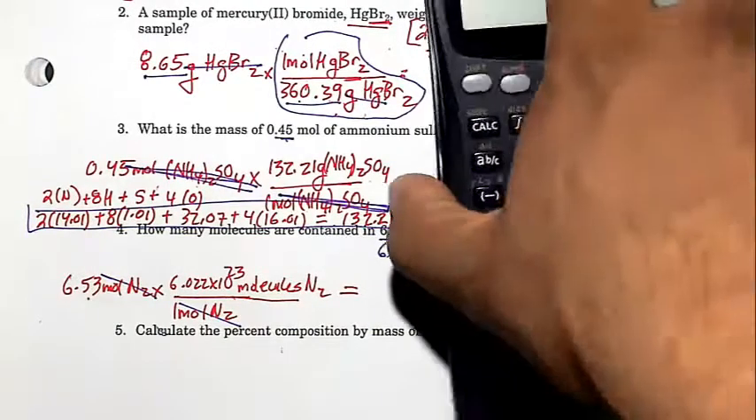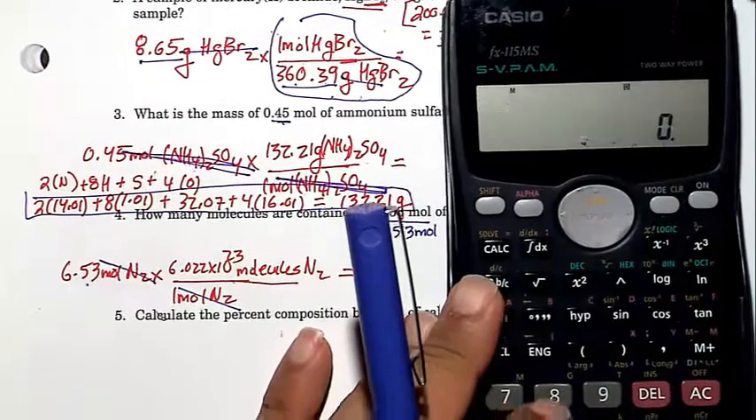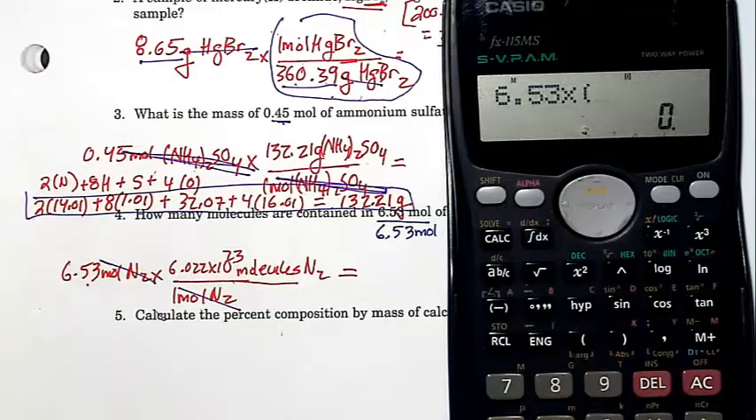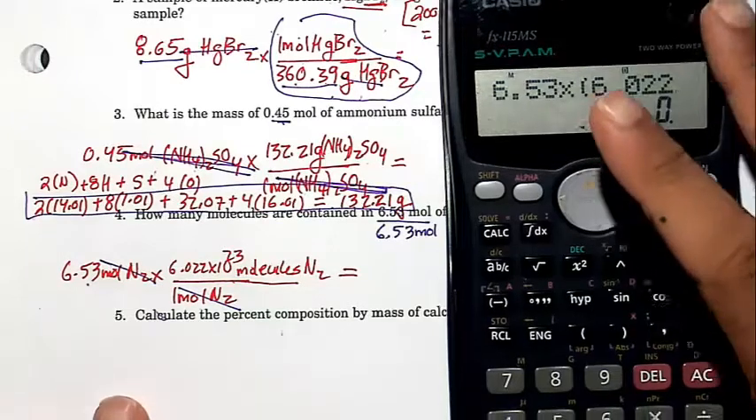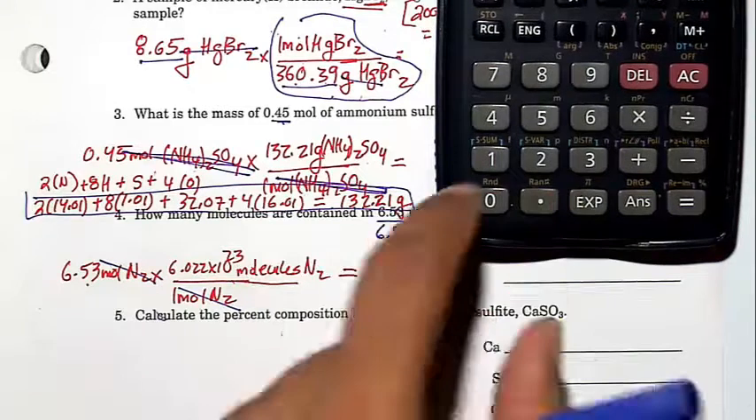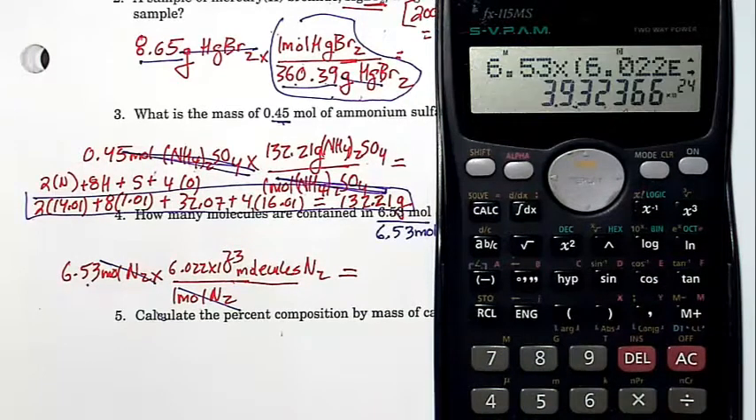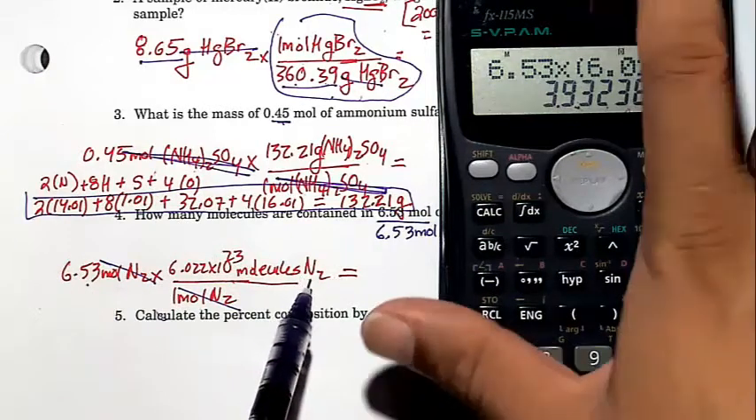So to do that on your calculator, we will do 6.53 times, I'm going to put a parenthesis here, 6.022. I'm going to hit the exponent key on my calculator, 6.022 times 10 to the 23, so 6.022e23, close my parentheses, hit my equal sign, and I'll get the answer of 3.93 times 10 to the 24. I'll put it to 3 sig figs. So 3.93 times 10 to the 24 molecules.